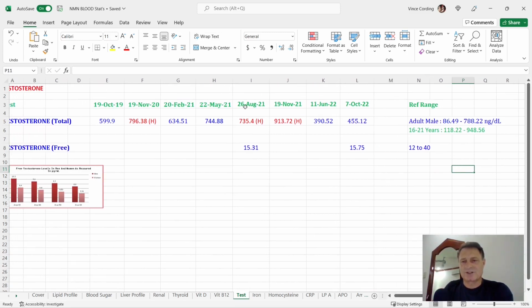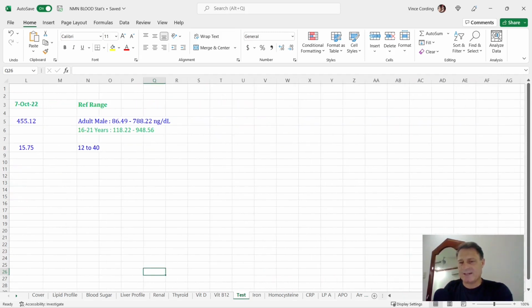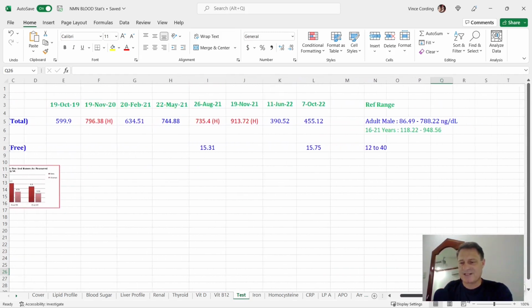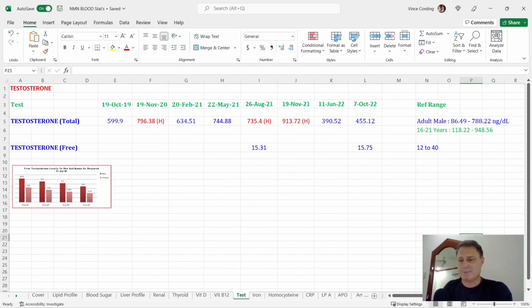Last time was August 2021. You can see here it's up to 15.75. 40 is the higher limit, and the higher is the better, because it means that testosterone is free and allowed to do all the things it should do. If people know a way I can naturally increase my free testosterone, I'd like to know that, so please let me know in the comments below.